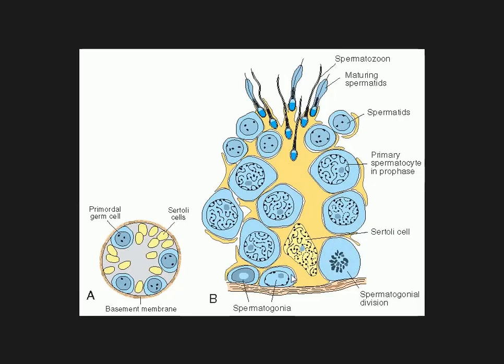The various cell stages in spermatogenesis are spermatocytogenesis, meiosis, and spermiogenesis. In spermatocytogenesis, we have the process of conversion of spermatogonia to primary spermatocytes. This is a primary spermatocyte, the largest cell in the seminiferous tubule. It takes 16 days, by repeated mitotic divisions.